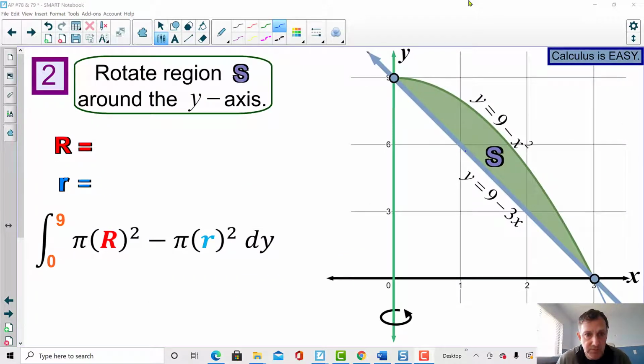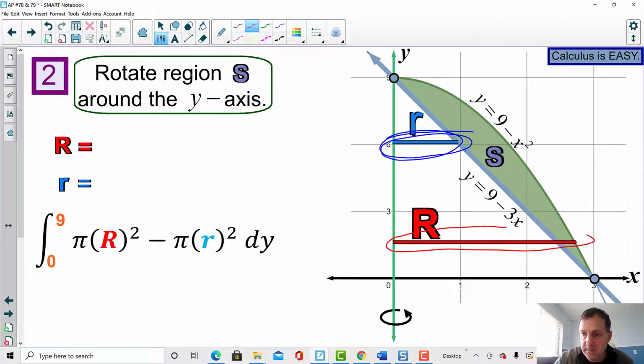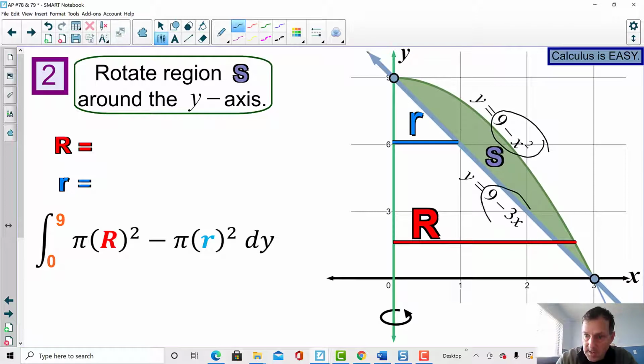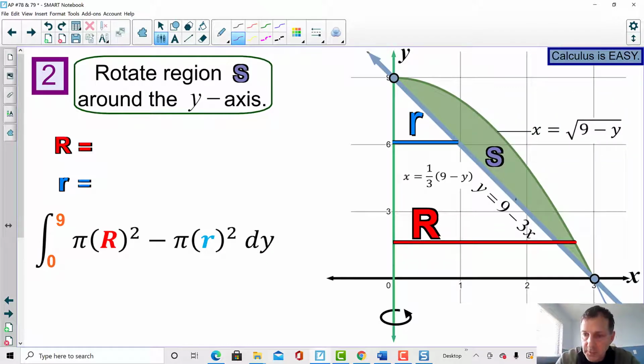For example number 2, we're going to rotate region S around the y-axis. If I do that, my little radius is going to be right here, and my big radius is going to be right here. Now this one's a little bit tougher because the equations are solved for y equals. I need them to be x equals because I'm doing right minus left. So I'm going to need to solve both of those equations for x equals. So now I can replace y equals 9 minus x squared with x equals the square root of 9 minus y. And now I'm going to replace the y equals 9 minus 3x for the x equals 1/3 (9 minus y).